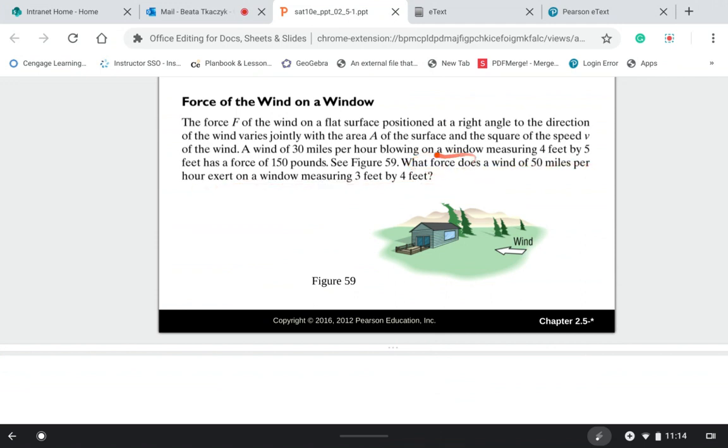So we need to find F, what force does a wind of 50 miles per hour, so we know V, which is the speed of the wind, which is 50 miles per hour, exert on the window, which measured 3 by 4. So they did not give you the area because area is our variable. However, they give you the dimensions of the window, which is 3 by 4. So the area of the window will be 12 square feet. So we need to find the force of the wind when the speed of the wind is 50 miles per hour and the area of the window is 12 square feet.